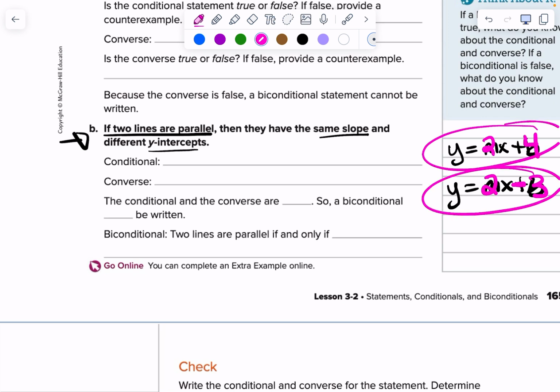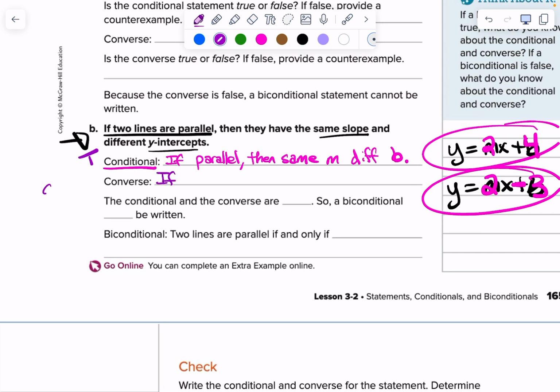Are these two lines parallel? Yes. So that is true. If two lines are parallel, then they have the same slope and different y-intercepts. Okay? So the conditional reads, if parallel, then same M, different B, essentially is what that's saying, right? If they're parallel, then they have the same M and different B. True or false? True.